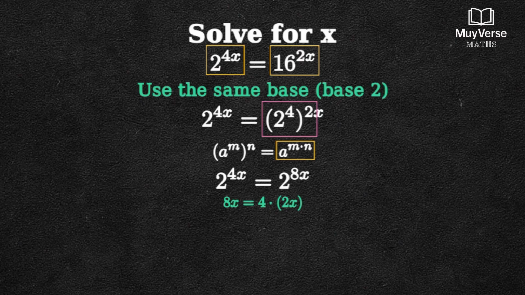Step 3. Now both sides have the same base 2. So we can equate the exponents. That gives 4x equals 8x.